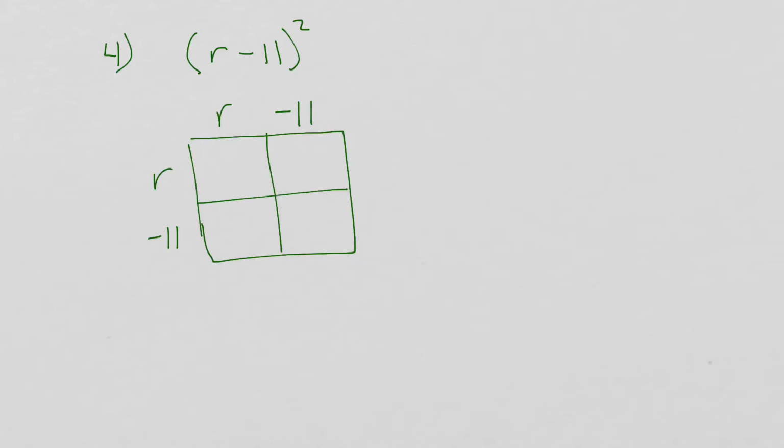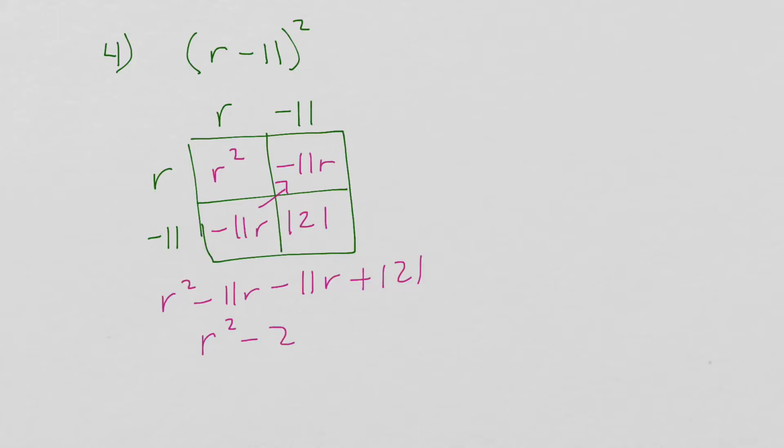Let's do another one. Now this is a minus, or subtraction. So r times r is r squared. Negative 11 times r is negative 11r. Negative 11 times r is negative 11r. And negative 11 times a negative 11 is 121. Combine our like terms with our arrow, r squared minus 11r minus 11r plus 121 gives us r squared minus 22r plus 121.